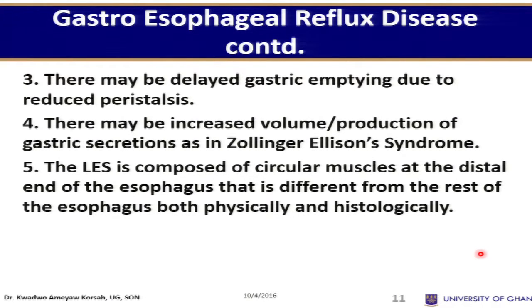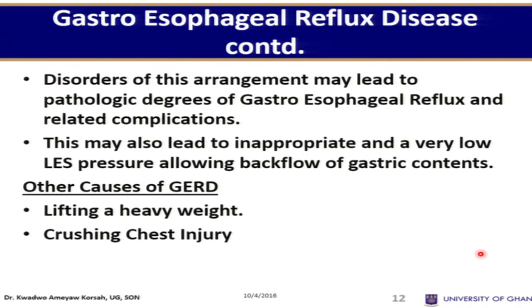The LES is composed of circular muscles at the distal end of the esophagus, that is different from the rest of the esophagus, both physically and histologically. So disorders of these arrangements may lead to pathologic degrees of gastroesophageal reflux and related complications, and may also lead to inappropriately low pressures, allowing backflow of the gastric or stomach content into the esophagus.